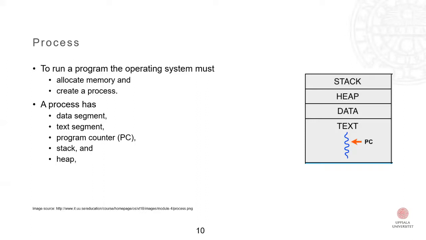And then a process has also something called stack, which is used for function calls, and it also has another part of memory which is called heap, which we will go into the details of. But a heap is any part of memory that is allocated to a process, but it is not the data segment or text segment or the stack. What remains is called the heap.